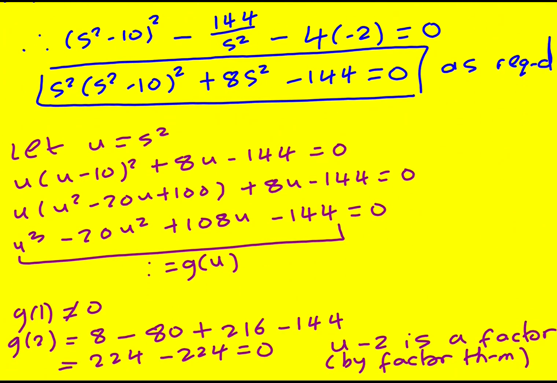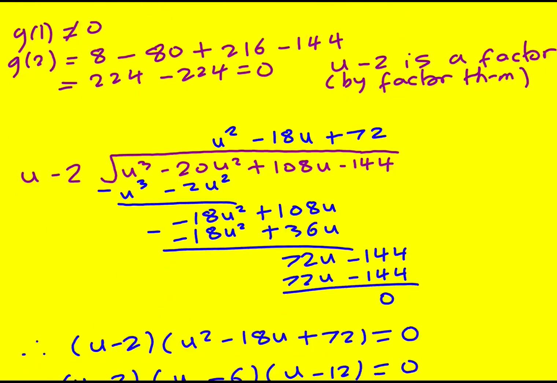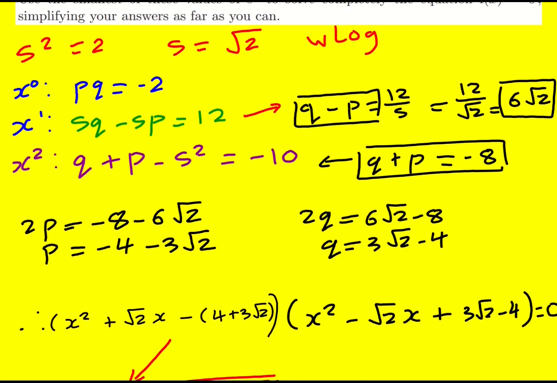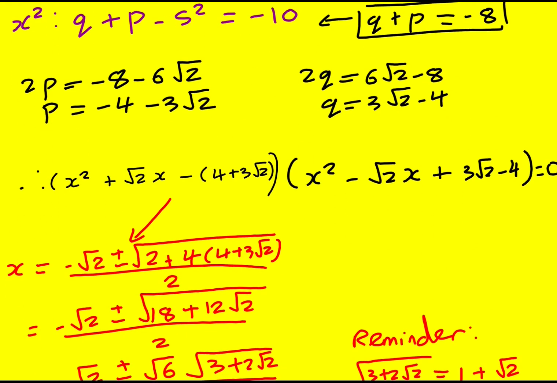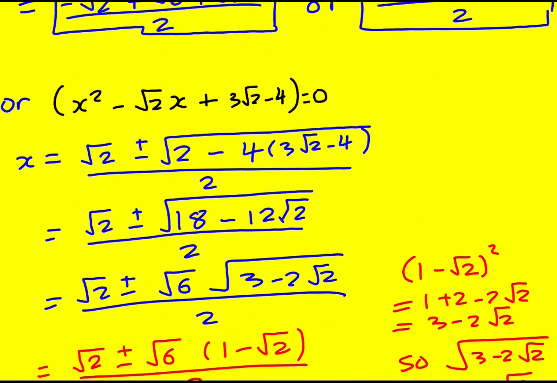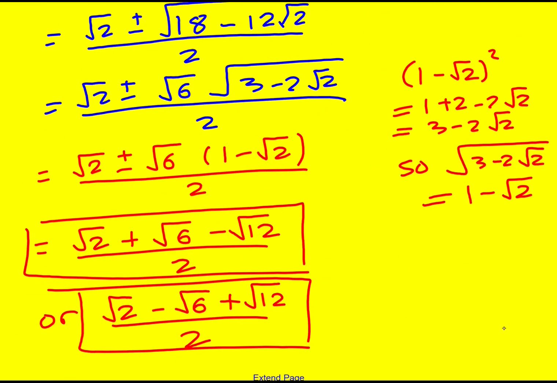Solve what is actually a power of 6, but we can turn it into a cubic. We've solved for s squared, get those solutions. Work out p and q from s squared equals 2, get our quartic now as the product of 2 quadratics, use the quadratic formula, and find these 4 solutions. Very well done.